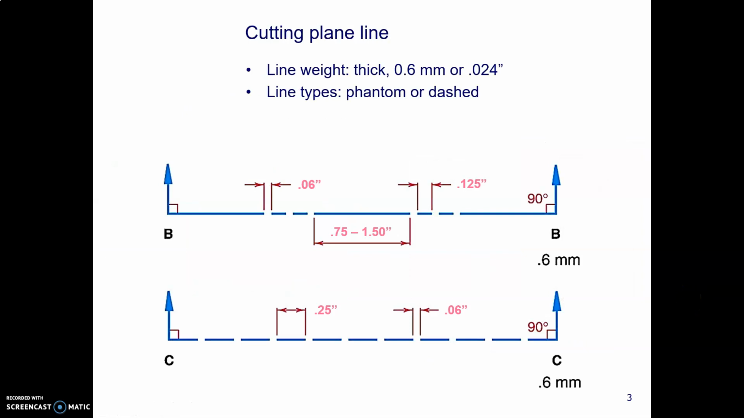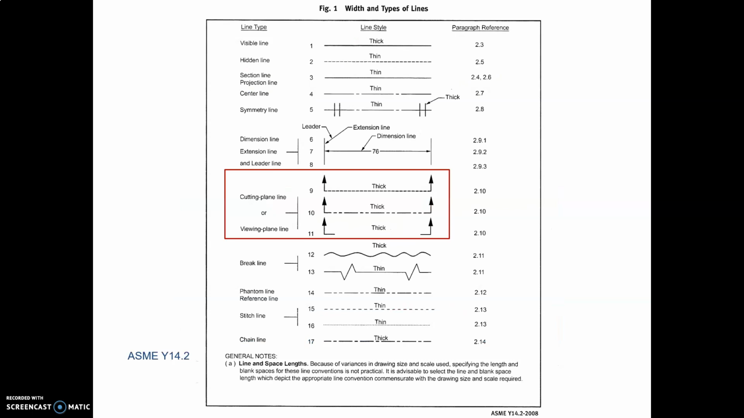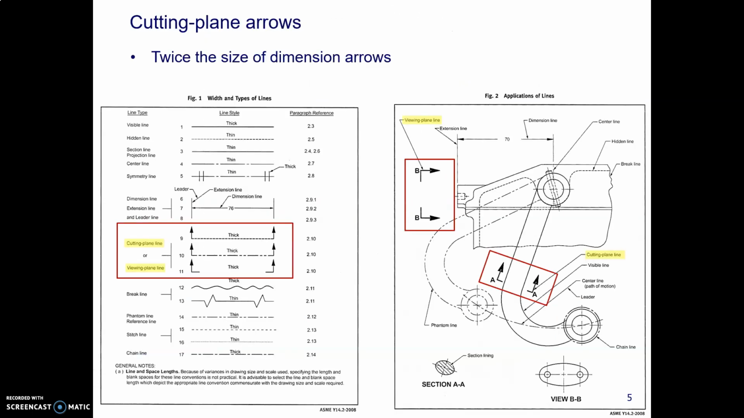Remember that cutting plane lines are thick, so they are thick like object lines, and they can be either phantom lines or dashed lines. I like phantom lines. I can't tell you why, but dashed lines are equally okay. Main thing is they need to be thick. Here's the ASME line type standard. And the arrows on cutting plane lines are twice as big as dimension arrows.